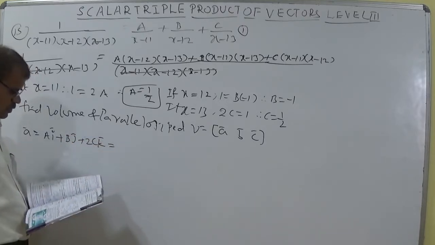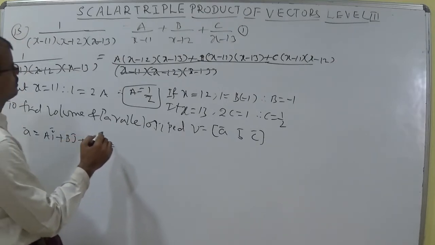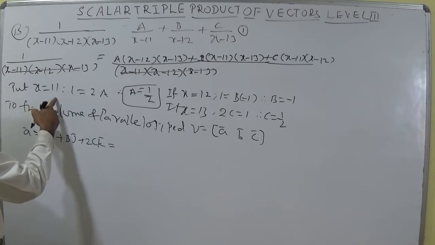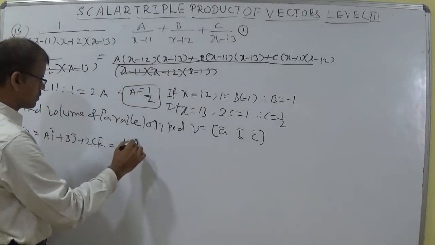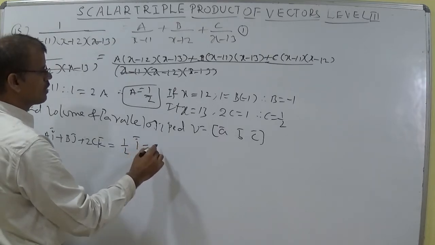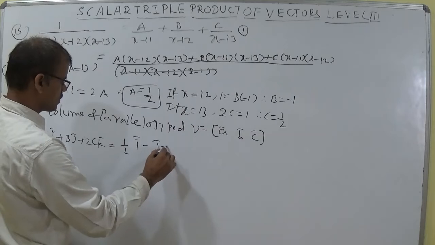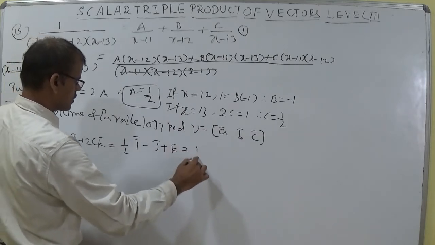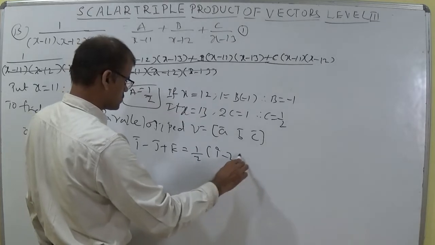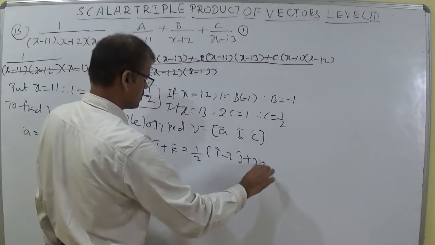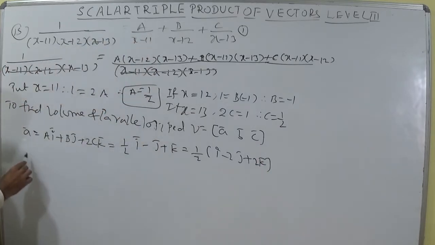What is a here? We got the value a as 1 by 2, substituting 11 minus 12 and 11 minus 13. So here 1 by 2 into I bar plus the value of b, minus j, and 2c means 1, this is k. We can take 1 by 2 common and write I minus 2j plus 2k. Let small a be like that.